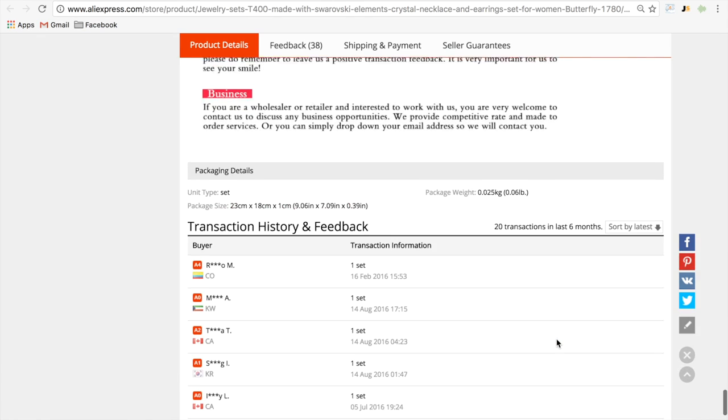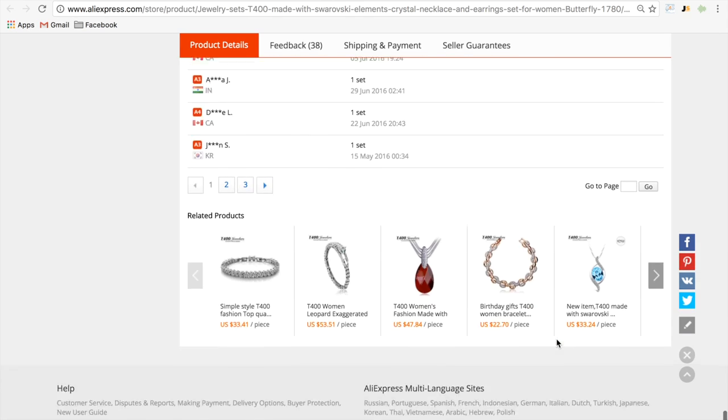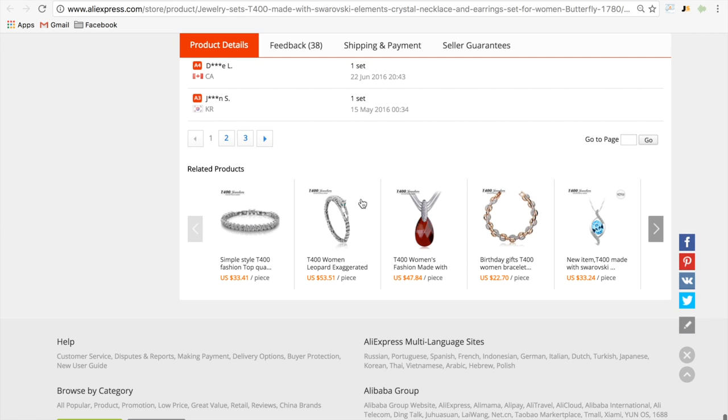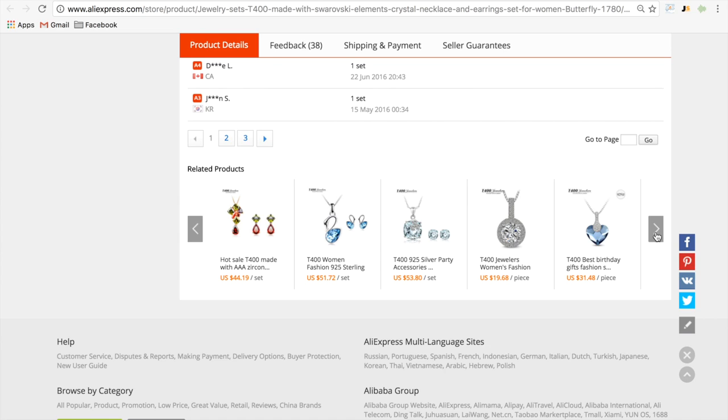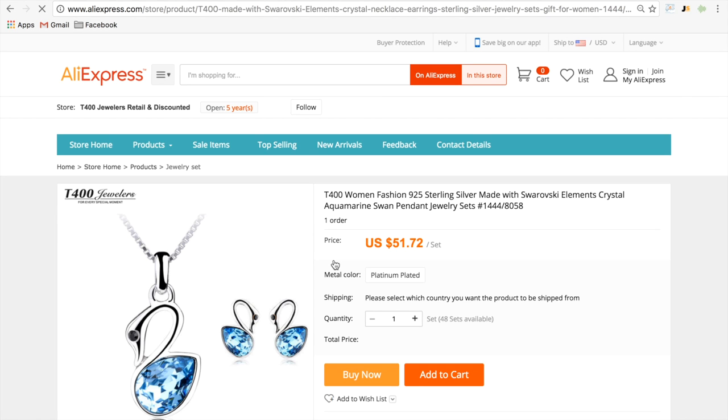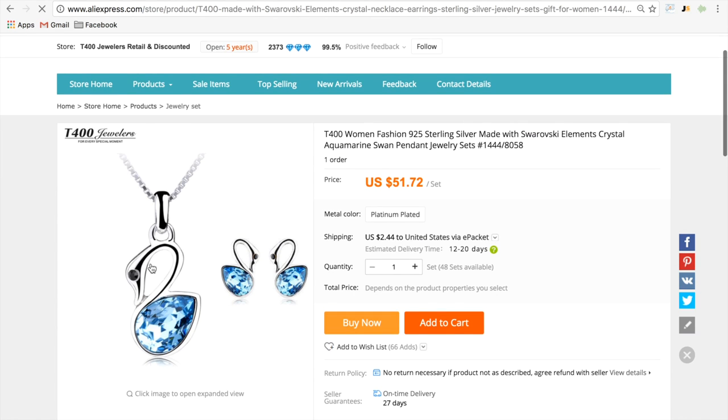But what we can do is, if it doesn't fit our needs, we can go to the related products, right? Related products, and just take a look at other types of products that this person has. So we're getting the related products for this store. They definitely sell higher priced items. Though it looks really, really nice, they sell higher priced items. But to give you an example, this is really, really nice. I think this is niche related. Definitely, it's like a swan thing.